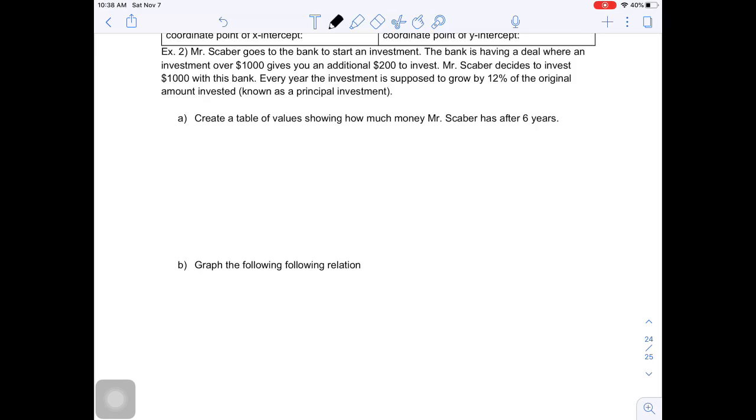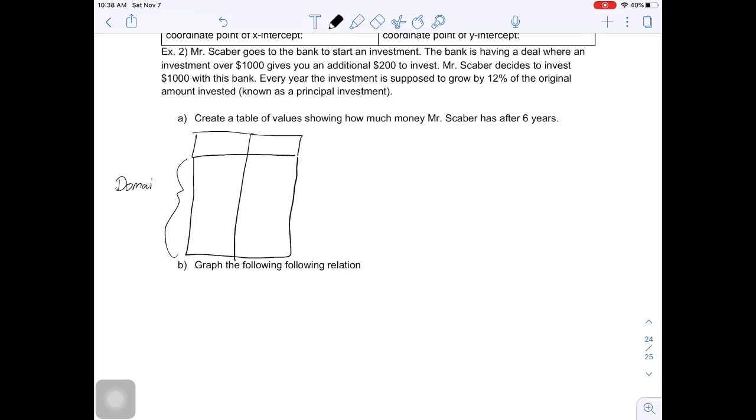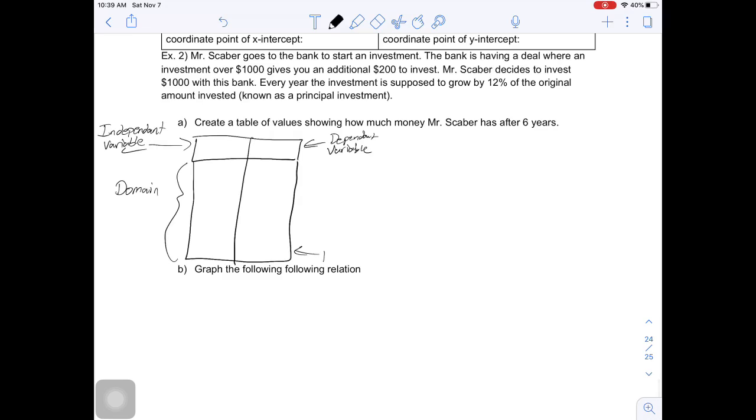So I'm going to make a table of values here. And remember, in my table of values, the things on the left-hand side, well, this is going to be my domain, meaning this is my independent values, or variables. Over here will be my dependent variables, making this column my range. Okay, and I'm actually just going to write that down here.